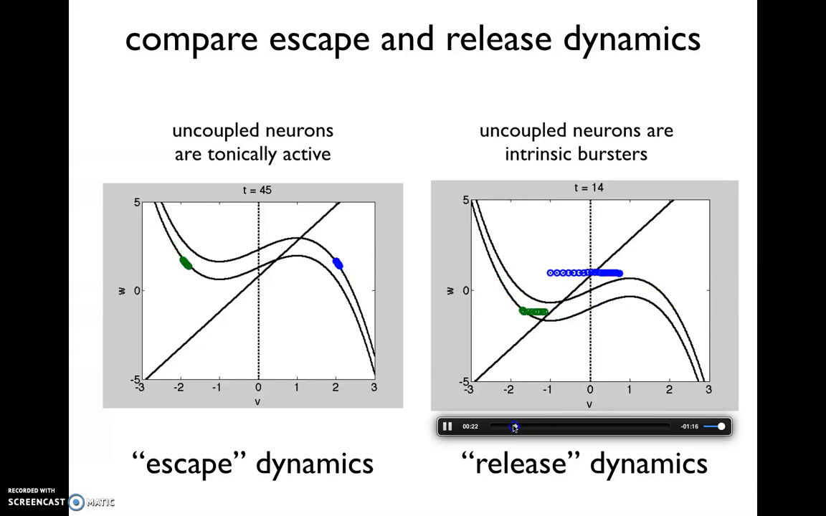Right? So the distinction between escape and release dynamics really has to do with what is the precise reason why the silent neuron becomes active. Is it because it escapes the inhibition of the active neuron, or is it because it's released from inhibition by the active neuron?